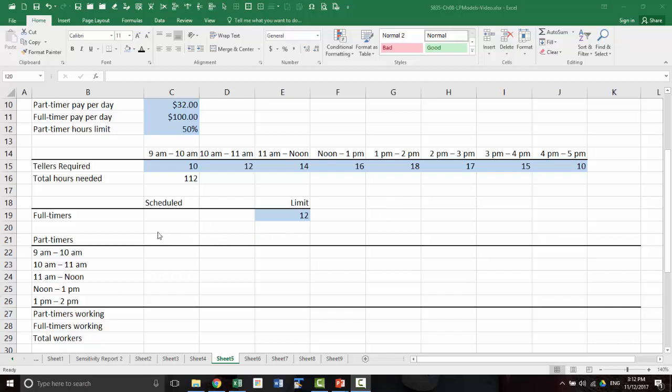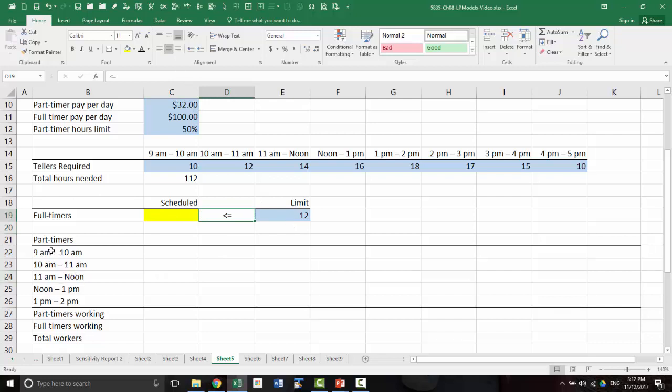So the decision that we're going to make is how many workers we're going to schedule. For full-timers, there's just one: how many we're going to schedule. So let's write out just that. Out of this 12, how many we're going to schedule, right? That's a decision that we have to make, so that's a changing cell, so that we stay within 12.